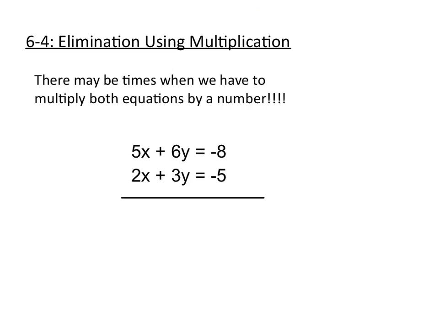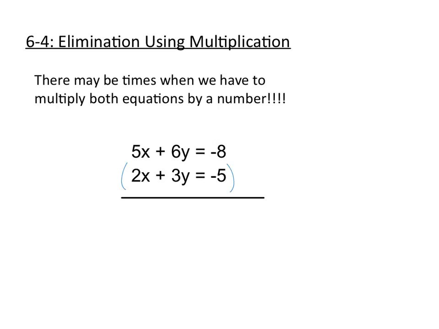There may be times when using the elimination method that we have to multiply both equations by a number because the variables and the numbers with those variables don't line up. For example, here we see 5x + 6y = -8 and 2x + 3y = -5. So none of the variables and the numbers in front of them actually line up. So let's change one of the equations to line up with the other one.